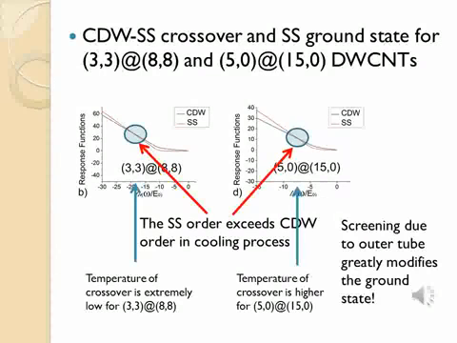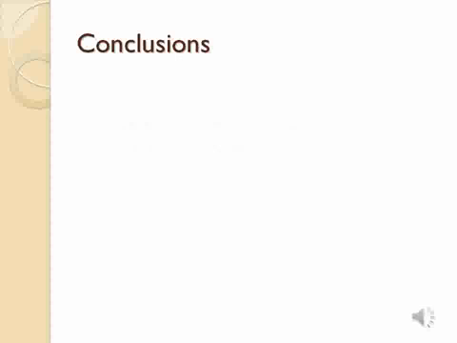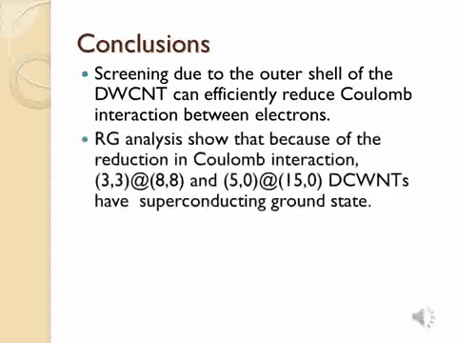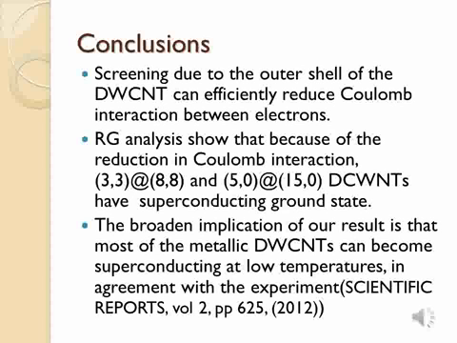The screening due to the outer tube greatly modifies the ground state. This is the main result of our paper. Screening due to the outer shell of DW-CNTs efficiently reduces Coulomb interaction between electrons. As a result, RG analysis shows two systems have a superconducting ground state. The broad implication of our result is that most of the metallic DW-CNTs can become superconducting at low temperatures, in agreement with the experiment.